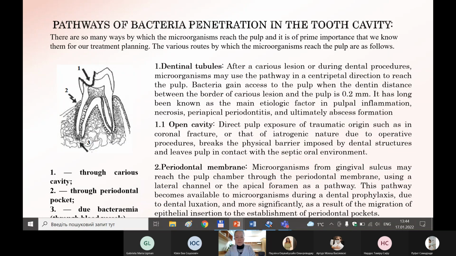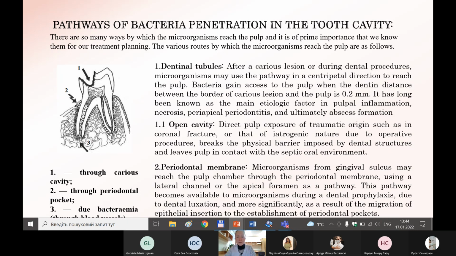Through open cavity. Direct pulp exposure of traumatic origin, such as in coronal fracture, or that of iatrogenic nature due to operative procedures, breaks the physical barrier imposed by dental structures and leaves pulp in contact with a septic oral environment.